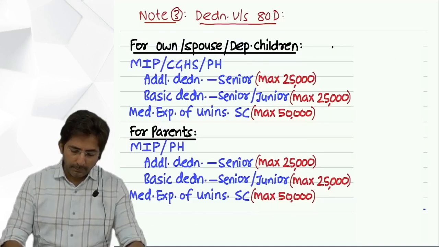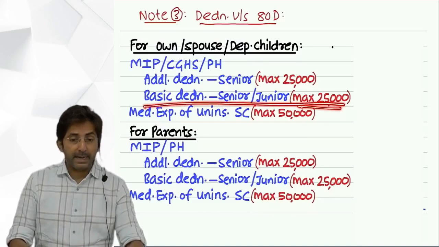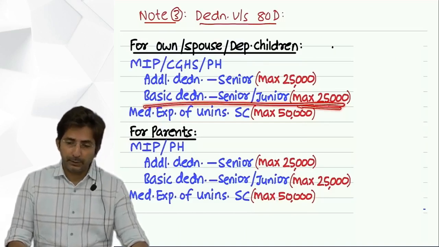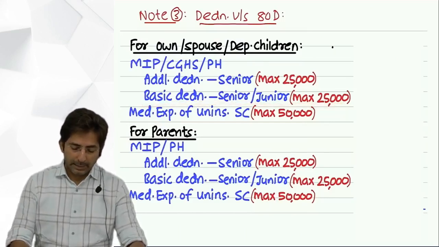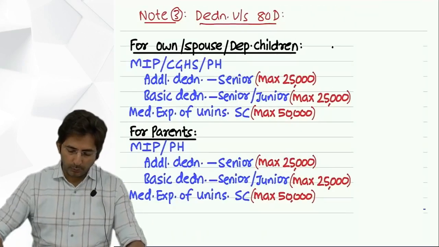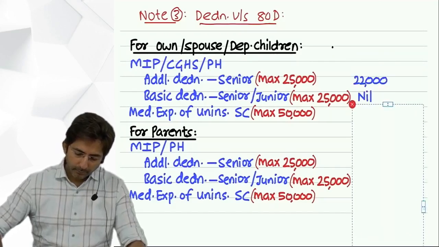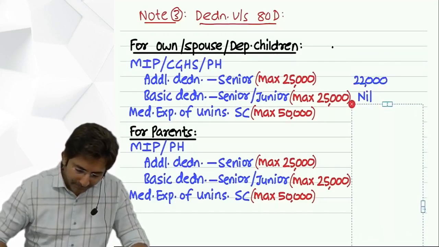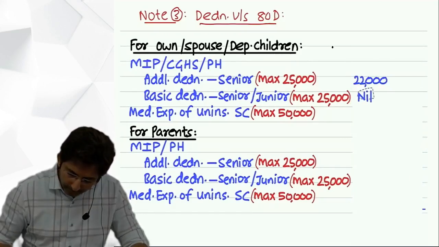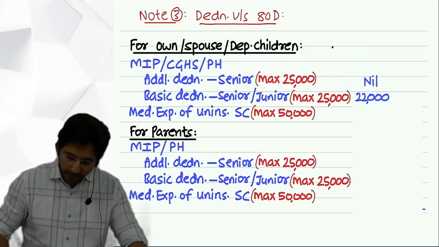But wait, what is the limit in basic? Maximum 25,000. But if it is less, you can take less. So it is less. How much is it? 22,000. So I will take 22,000 only. See, I have taken it here. Wait, a printing mistake. Basic deduction 22,000. Okay.